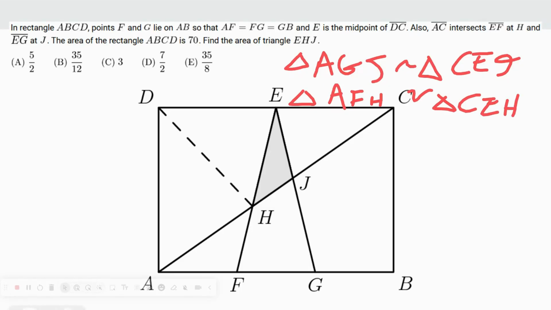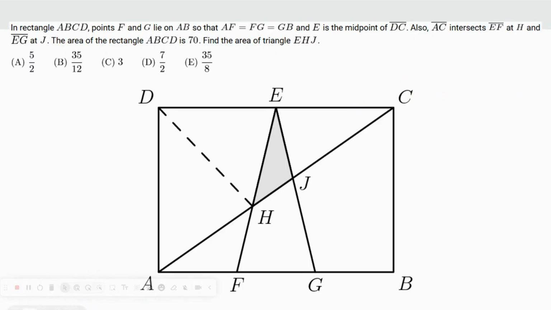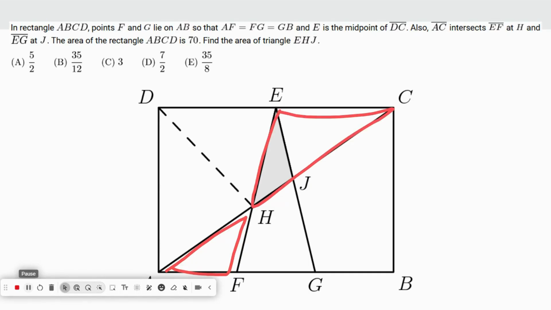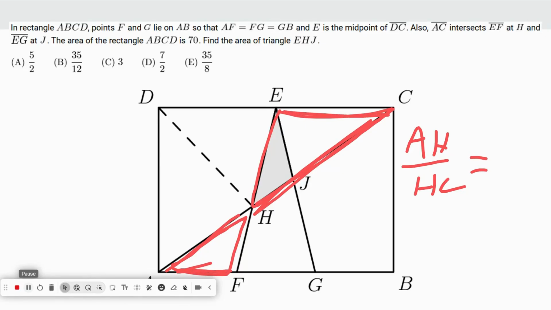Alright, so what does this tell us about the triangles? Well, we can use the similar triangles to find ratios now. So we know that triangles AFH here and CEH are similar, so we can say that their corresponding sides are in proportion, which just means that AH over here and HC over here are in the same proportion as AF over here and EC up here. So we can write that statement here.